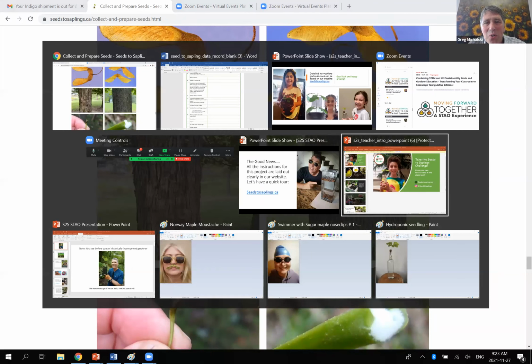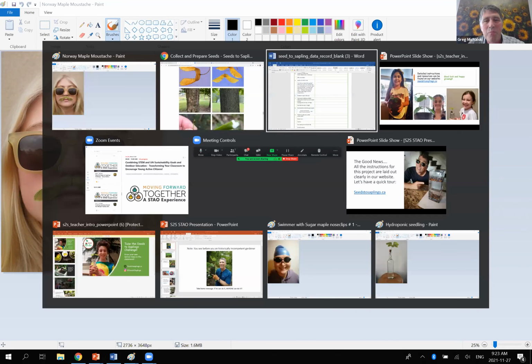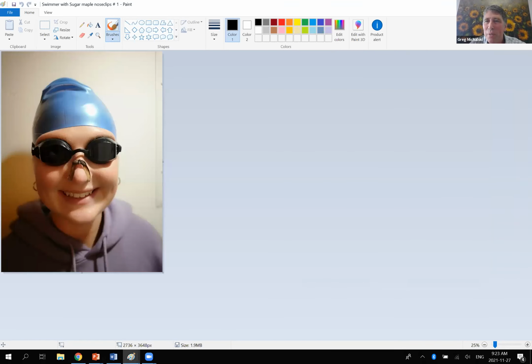Yeah, in our Instagram account, we put up a simple picture: if you can make a mustache from the maple key, that's the invasive Norway. So you don't want to do that. Makes a good mustache, but not much else. And if you can pinch your nose, there's a sugar maple key. So it's an easy way for kids to remember which is the invasive and which isn't.